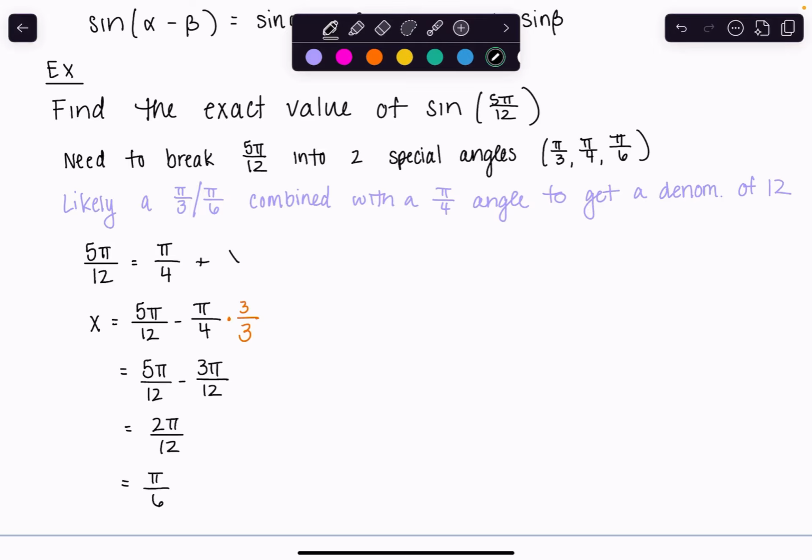So this will give me pi over 6. Okay, don't know what happened to the other side of my x. So what this means is our 5 pi over 12 angle can break down as pi over 4 plus pi over 6. And each of those individual ones I know how to evaluate, okay? And again, you can totally do this a different way. You're just going to end up with different angles.